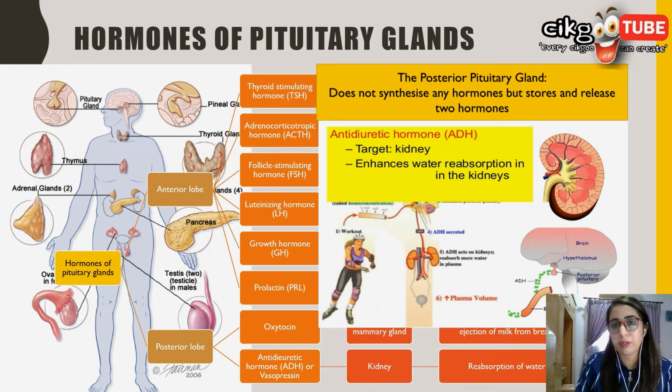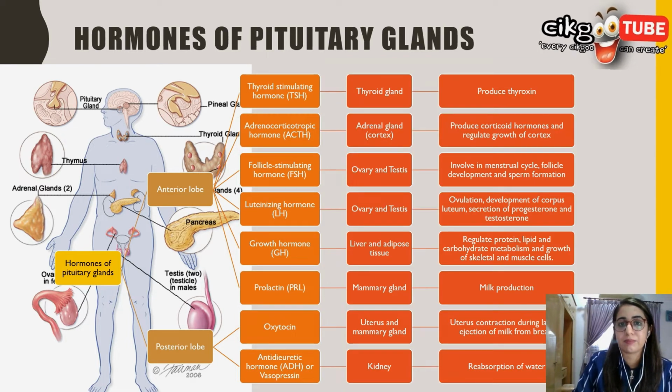The posterior pituitary gland does not actually synthesize any hormones, but it stores and releases two hormones, one of which is the antidiuretic hormone, ADH, which helps to enhance water reabsorption in the kidneys. That's all.